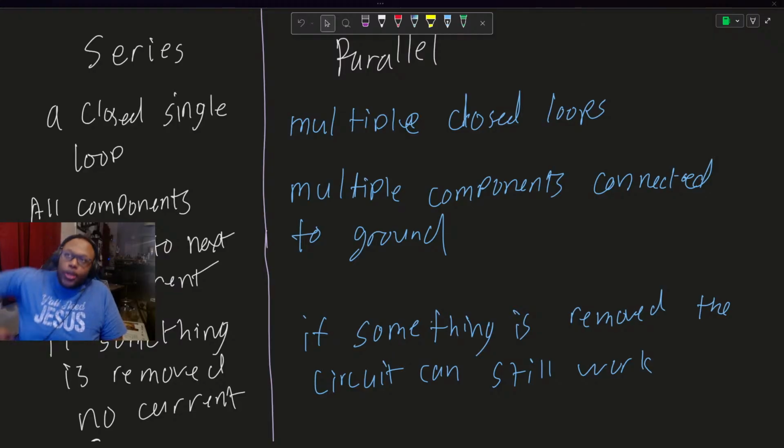Anyway, question for you guys out there in the chat. What is the one thing that, if removed from a parallel circuit, would cause the circuit to stop working?